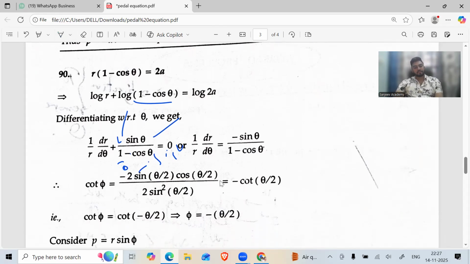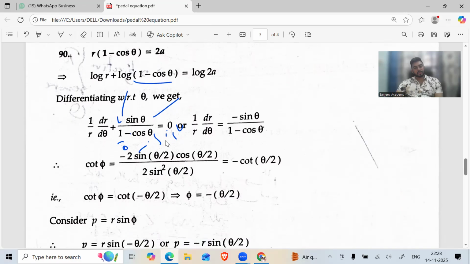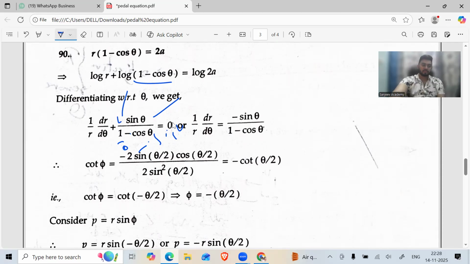Okay, now coming to 1 by r dr by d theta, that is cot phi. Correct? Cot phi. Now cot phi is nothing but what? What is my sin theta? Sin theta is equal to what? And one more thing, guys, I forgot to tell you. Log 2a differentiation is 0. And this plus sin theta will go to this side, it will become minus.